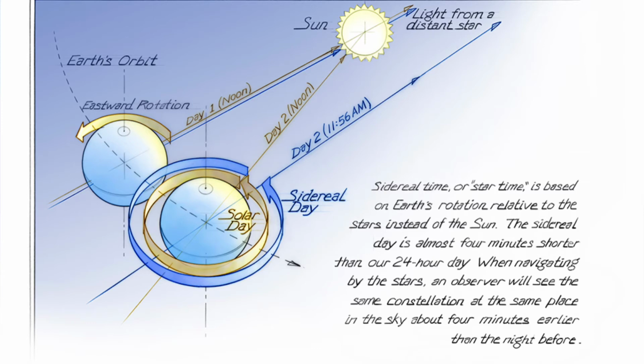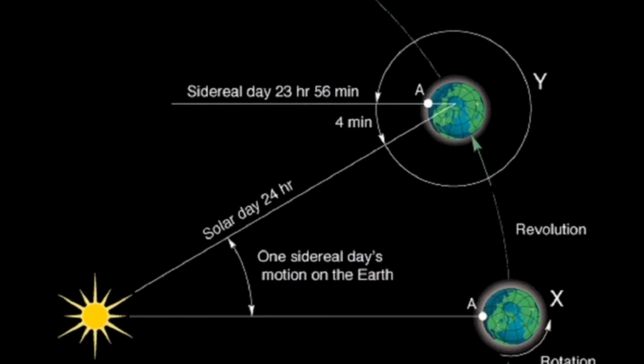The sidereal day is almost 4 minutes shorter than our 24-hour day. When navigating by the stars, an observer will see the same constellation at the same place in the sky. Now this is showing you the sidereal day, its difference from the solar day measurement. Well, this is the second illustration. And hopefully that makes sense to you.